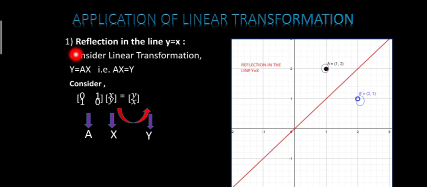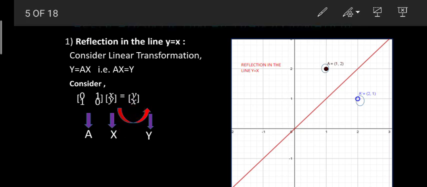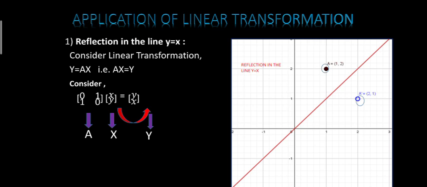So consider linear transformation y equal to Ax, that is Ax equal to y, where A is the matrix [0 1; 1 0] multiplied with column vector (x, y), and matrix multiplication converts this column vector into (y, x), which shows reflection about the line y equal to x.